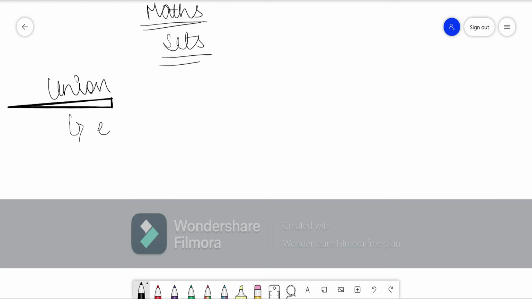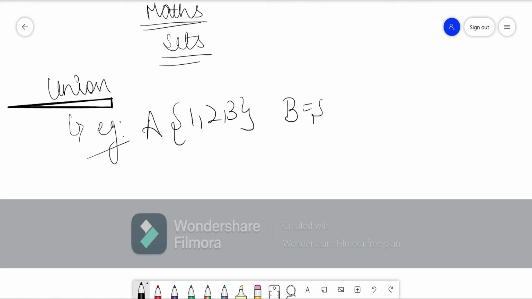For example, if I have a set A that is 1, 2, 3 and I have a set B that is 4, 5, 6, and I am told that I have to do the union for A and B, what do I have to do? I have to do A union B, right?